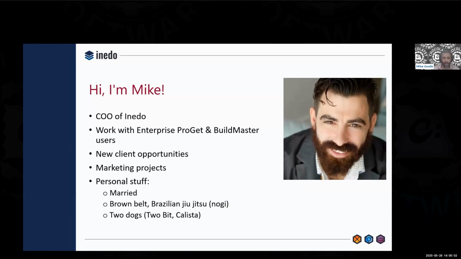And in my personal life, I'm married. I do Brazilian Jiu-Jitsu. I'm a brown belt in that, and I have two dogs, Two-Bit and Callista. You can find me on LinkedIn. Mike Goulis is my last name, and happy to chat and meet anyone there.